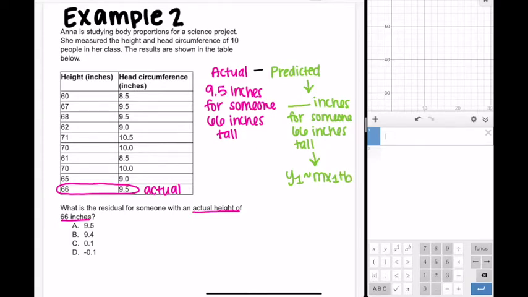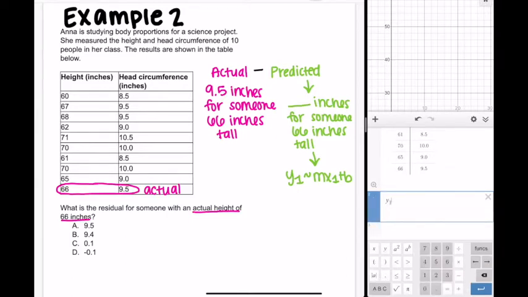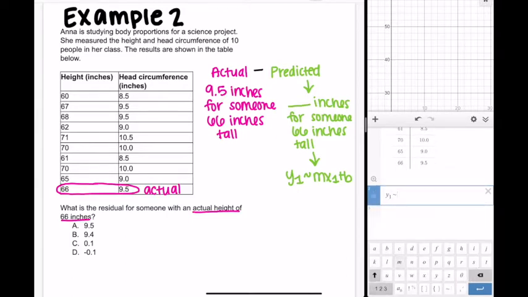So we're going to put this table into Desmos. So once our table is in Desmos, then we can tell Desmos we want the line of best fit so that we can predict the head circumference of someone who is 66 inches tall.